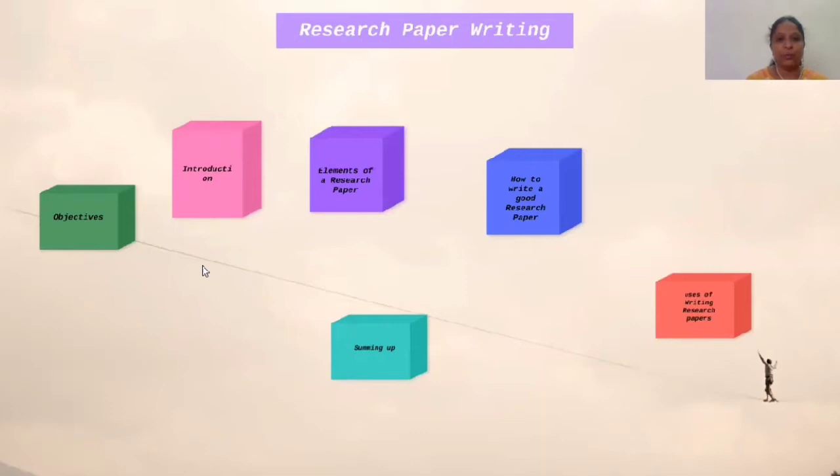Today we would be talking about research paper writing, and this research paper writing is related to the field of ELT, English language teaching, or English literature. So these are the various components that we would be covering: objectives, introduction, elements of a research paper, how to write a good research paper, uses of writing research papers, and summing up. Let us look at all these points in detail.